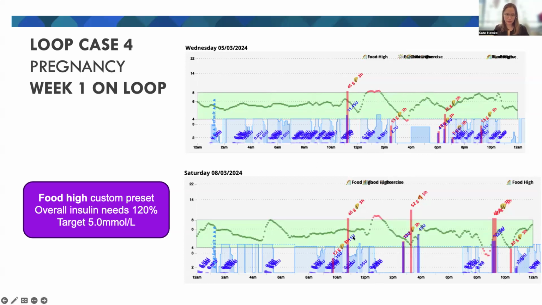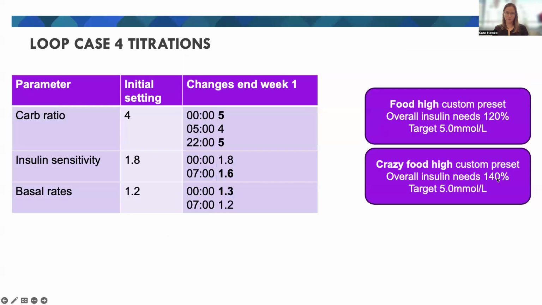And then similarly with some of these types of meals, we just see by pushing on that food high custom preset, 120%, it is just able to deliver a bit more insulin in the post-bolus setting to help us out there. So the subsequent slides are just a series of weekly titrations. Those of you who work in pregnancy would know we're just pushing the carb ratio all the time. We're pushing the other settings all the time.